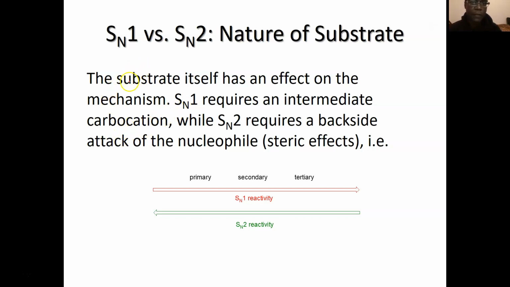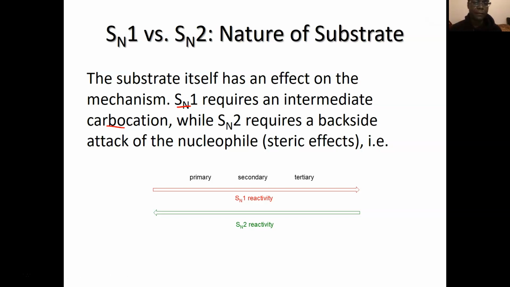Okay, number 1 is the nature of the substrate. So SN1 versus SN2. The nature of the substrate can dictate whether you're going SN1 or SN2. Remember, SN1 goes through formation of a carbocation, and the more substituted the carbocation, the more stable it is. We talked about that in an earlier chapter.